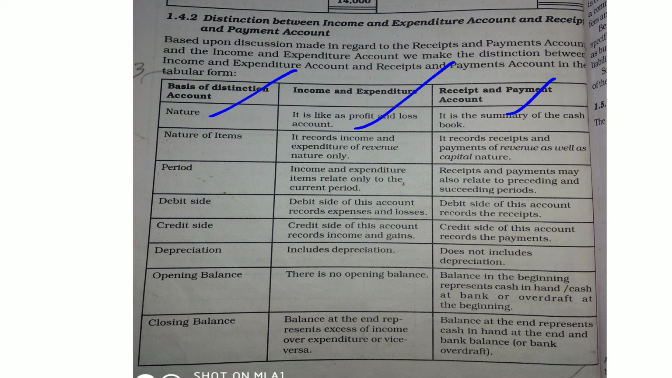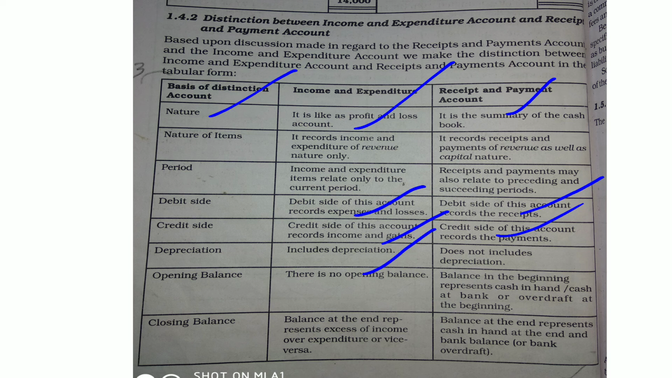Next, in the income and expenditure account, the debit side records expenses and losses, and in the receipt and payment account, the debit side records the receipts. Only receipts are recorded, but in the income and expenditure account, expenses and losses are recorded. And the credit side of the income and expenditure account records income and gains, but in the receipt and payment account, only payments are recorded.